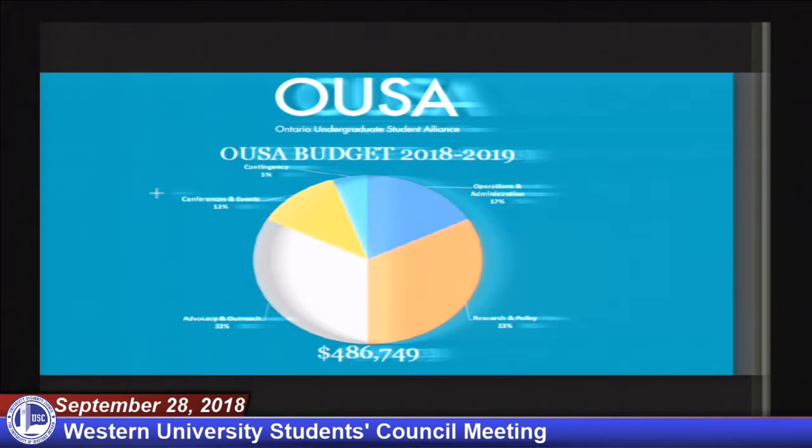The top left corner, the orange slice, is conferences and events, which is about 12% of the budget. The dark blue is operations and administration, which is about 17% of the budget, and that includes managing an office in downtown Toronto, which I promise you is not that glamorous, but does still cost a little bit in rent. And then that top slice there is just our contingency funds. We do believe in saving for the future and making sure that we're being as financially responsible as we can be with student dollars. And so that's the breakdown of where our money is spent.